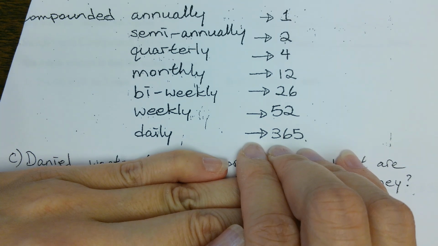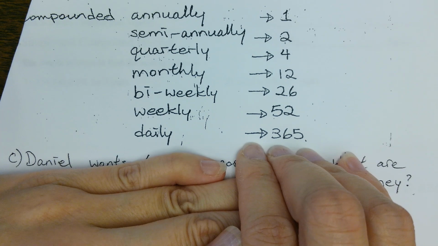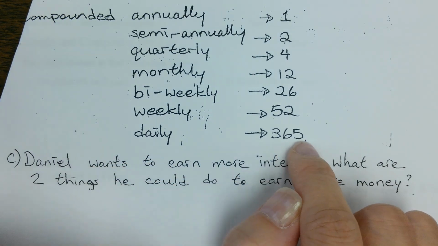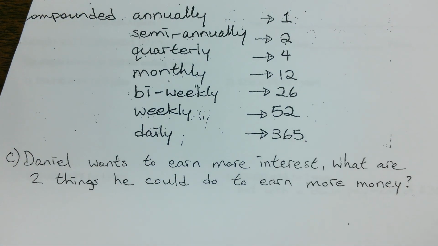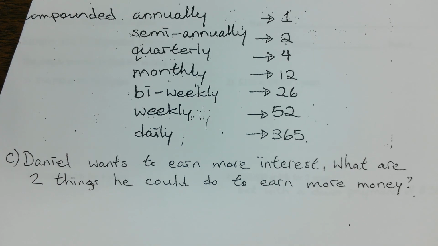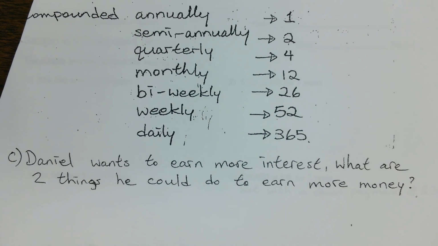For simplicity, do not use 365.25. Just do 365. I only care about leap years every 4 years.